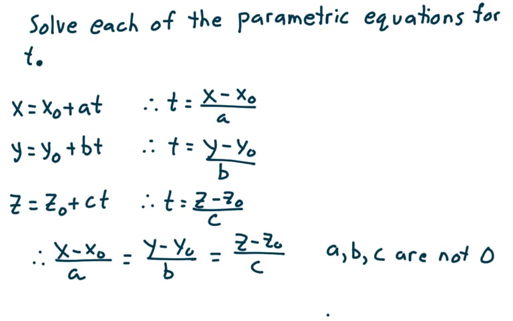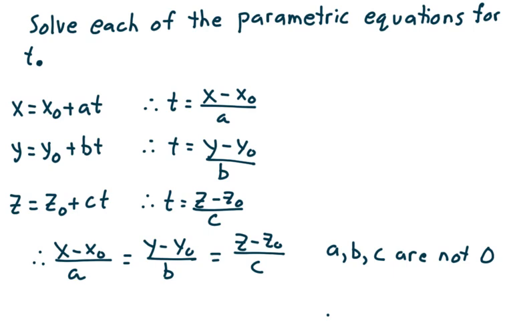And then if y equals y naught plus bt, and I solve for t, I get y minus y naught divided by b. And if z equals z naught plus ct, then t equals z minus z naught divided by c. And in a similar argument, b and c can't be 0 either.